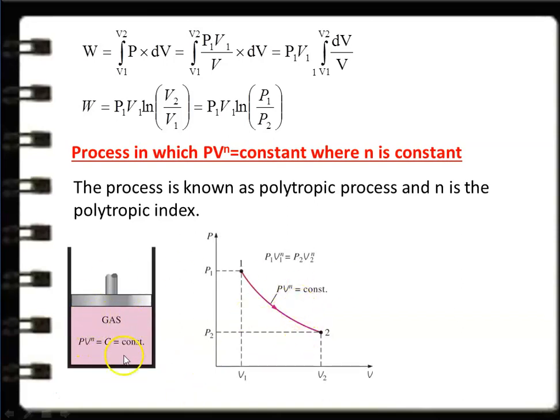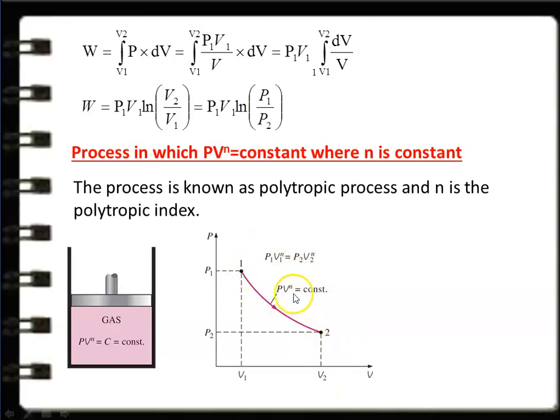A gas is there in the cylinder with a freely reciprocating piston. Initially, the piston is at this position and it is expanding, moving in the upward direction. The piston expands, the volume increases, and the volume changes from V1 to V2, and pressure changes from P1 to P2. So the pressure decreases and the volume increases. So, this is an expansion process.